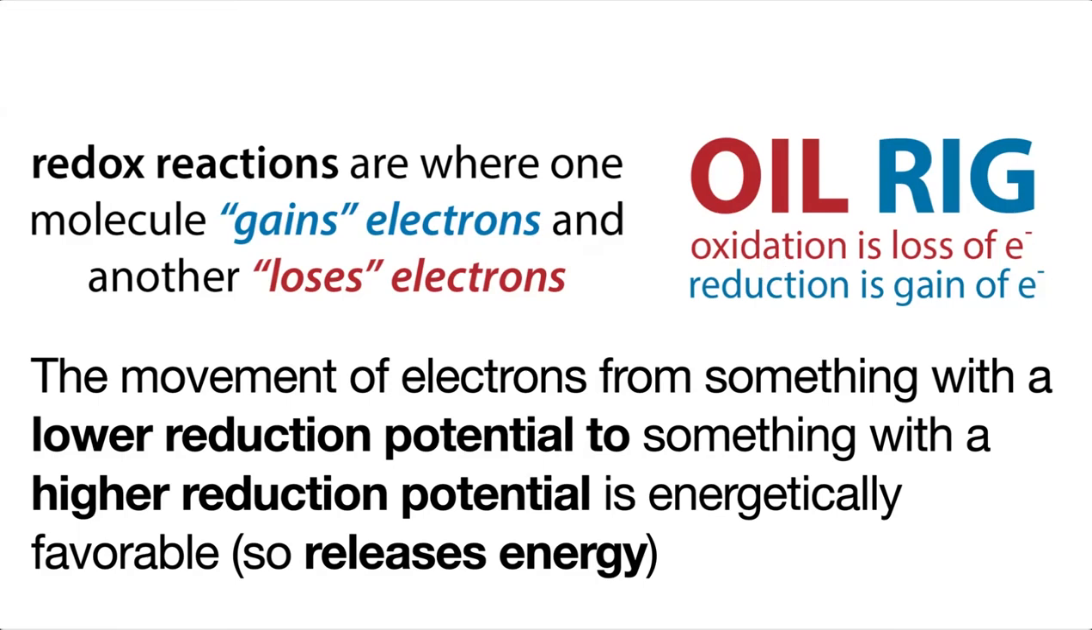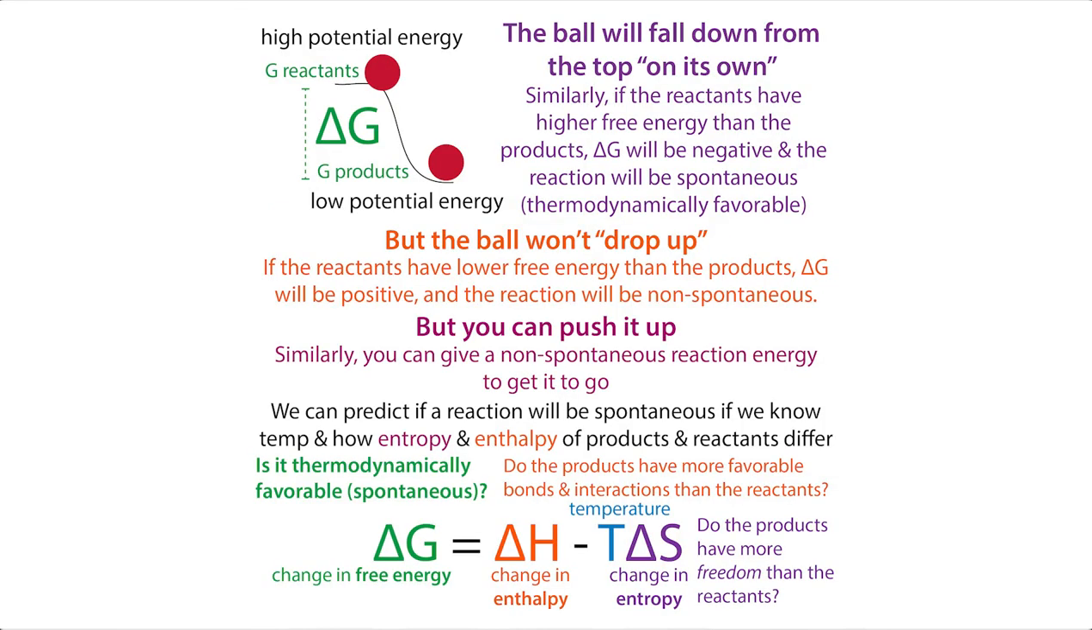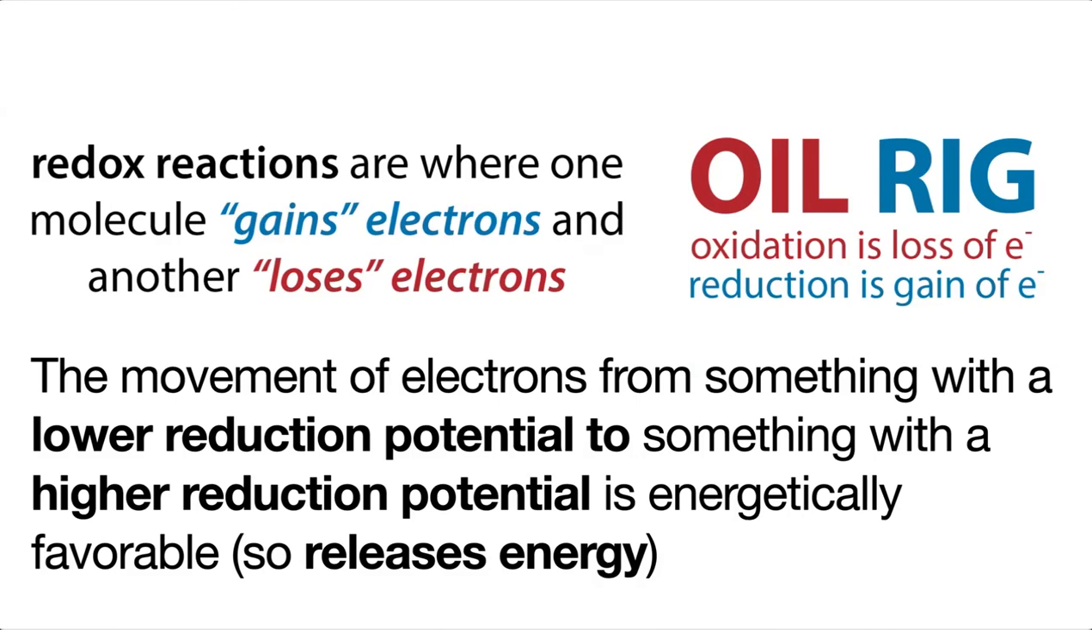This is connected directly to thermodynamics. The movement of electrons from something with a lower reduction potential to something with a higher reduction potential is energetically favorable. When we say energetically favorable, think negative delta G, think release of energy. Now, be careful because when we talk about reduction potential, here we're going from a lower reduction potential to a higher reduction potential, and that's going to be favorable. Normally, when we talk about thermodynamic stuff, we're talking about going from a higher thing to a lower thing is favorable. But in this case, lower reduction potential means you don't really want those electrons, whereas higher reduction potential means you really want those electrons.